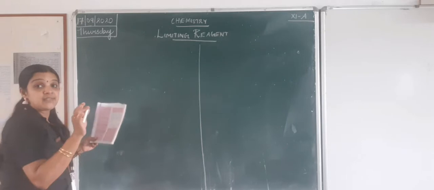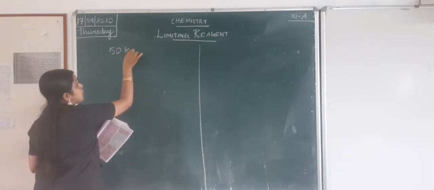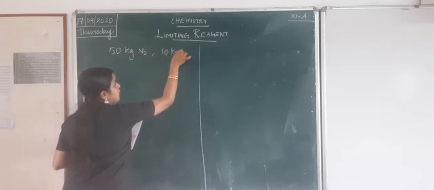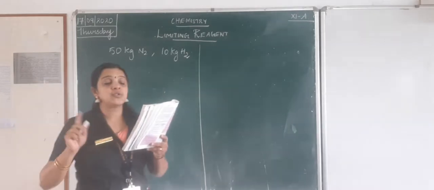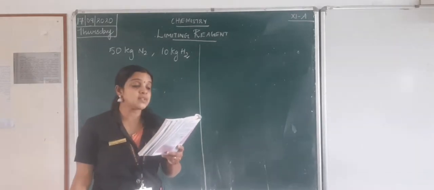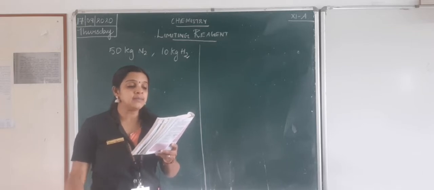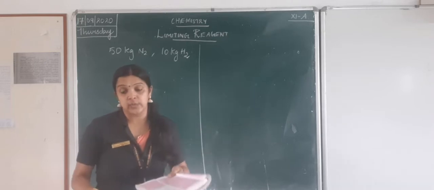So what is given to us? Given to us is 50 kilogram of nitrogen and 10 kilogram of hydrogen. These two are mixed to produce ammonia. And what is the question? Calculate the ammonia formed, identify the limiting reagent in the production of ammonia in this situation.